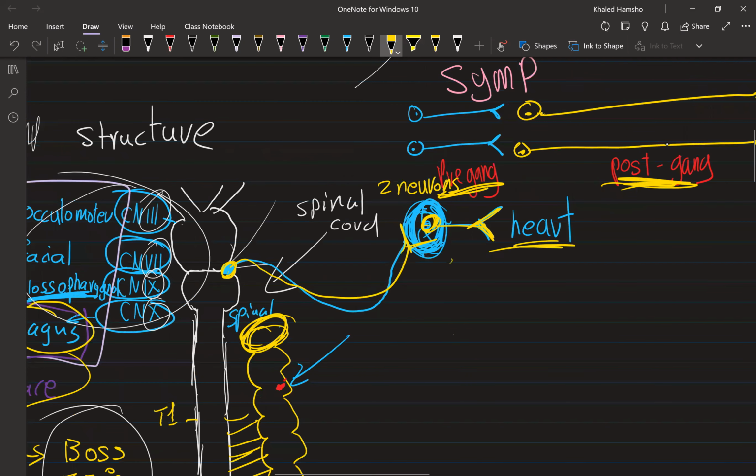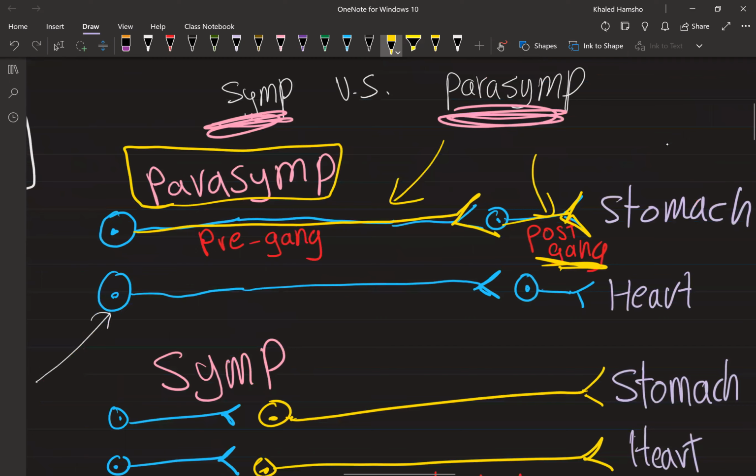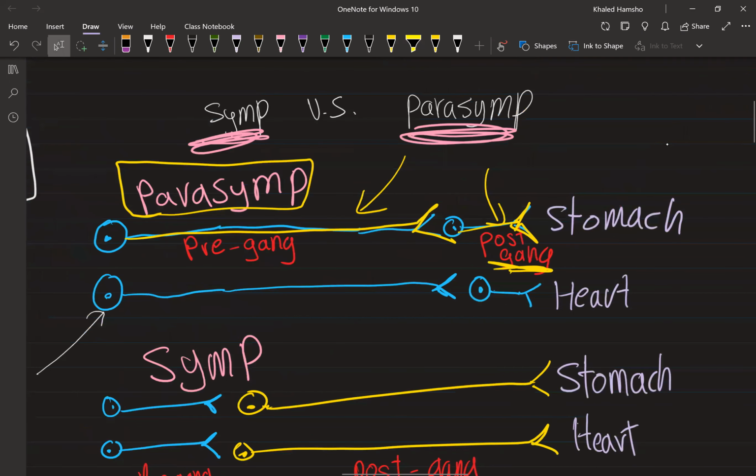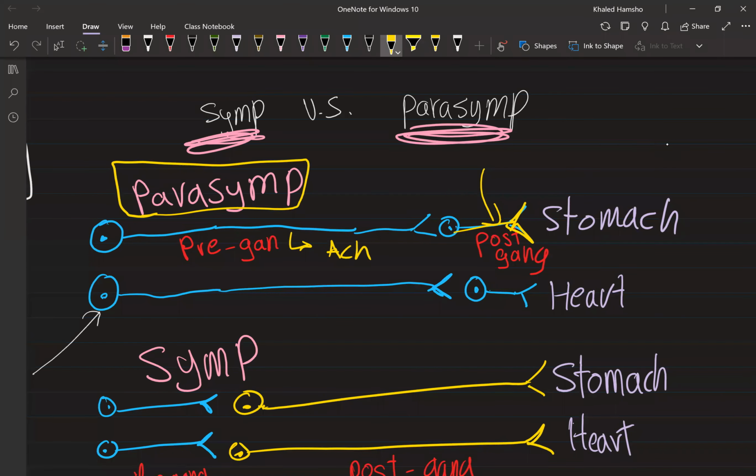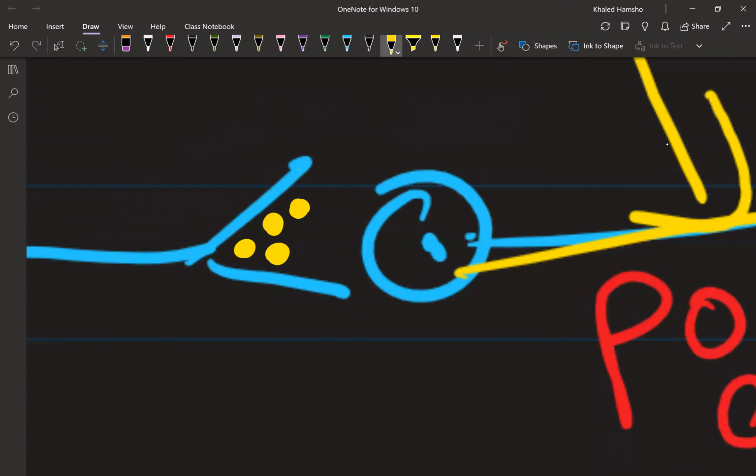Now, if we go back over here very quickly, we also notice something else. We can notice that these neurons over here, these preganglionic neurons, use something known as acetylcholine. So if you zoom in over here, this is the synapse. When they release the neurotransmitters over here, these neurotransmitters are acetylcholine.